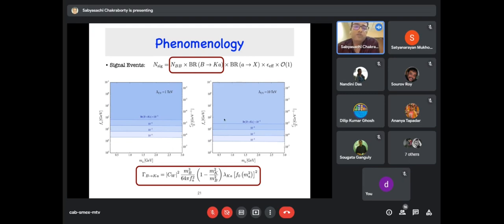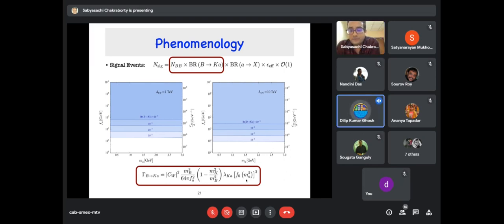The difference between these two plots is essentially where you start your Lambda UV. On the left-hand side, we started it from 1 TeV. On the right-hand side, it's 10 TeV, because with 10 TeV, RG gives you a larger logarithmic correction, and therefore bounds are more stringent. And how much hadronic uncertainty contributes? Around 10% of hadronic uncertainties are there in these form factors.